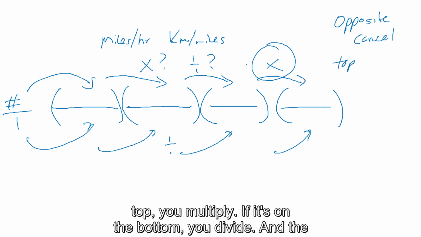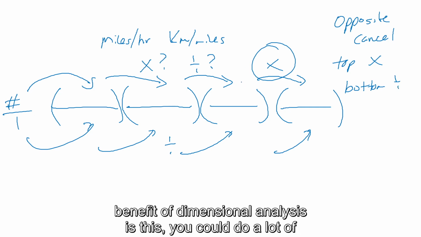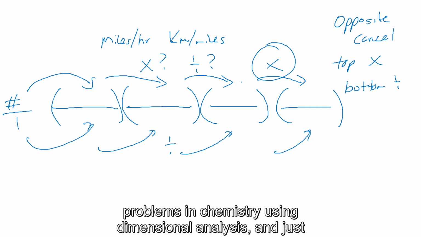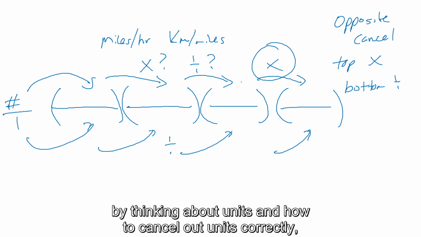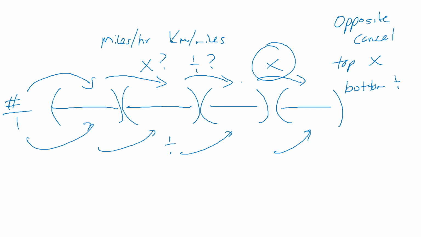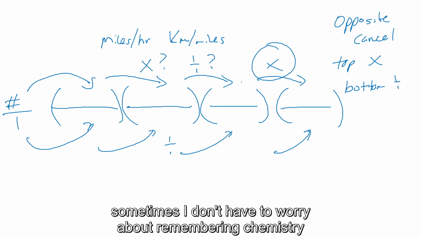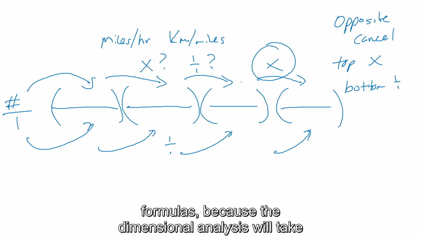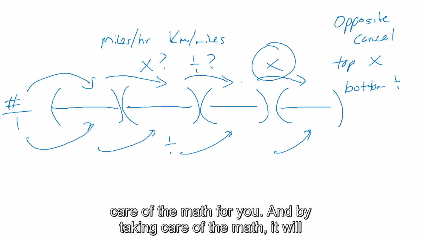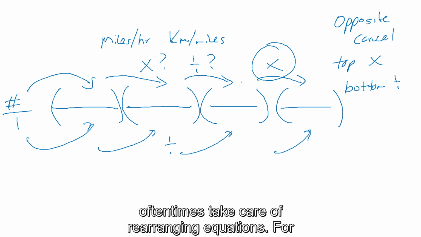If it's on top, you multiply. If it's on the bottom, you divide. And the benefit of dimensional analysis is this. You could do a lot of problems in chemistry using dimensional analysis. And just by thinking about units and how to cancel out units correctly, you oftentimes can just use dimensional analysis and sometimes not even have to worry about remembering chemistry formulas, because the dimensional analysis will take care of the math for you. And by taking care of the math, it will oftentimes take care of rearranging equations.